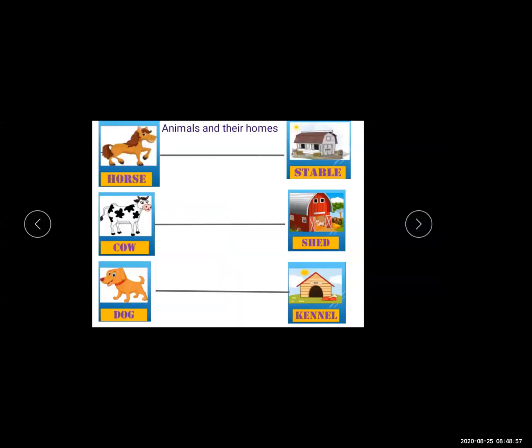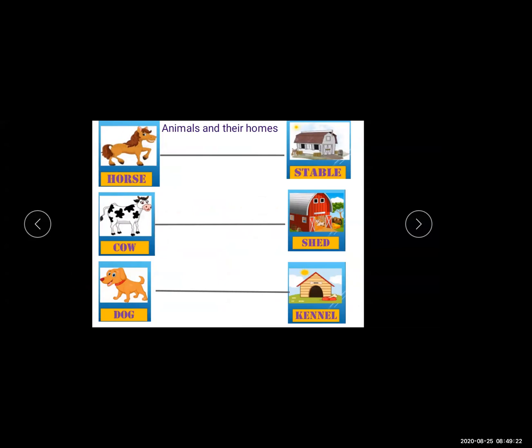Now see students, here some animals are given and here their homes are given. Can you see? Which animal is this? Horse. This is? Cow. Very good. And this is? Dog. Very good. Now they want to go to their home.